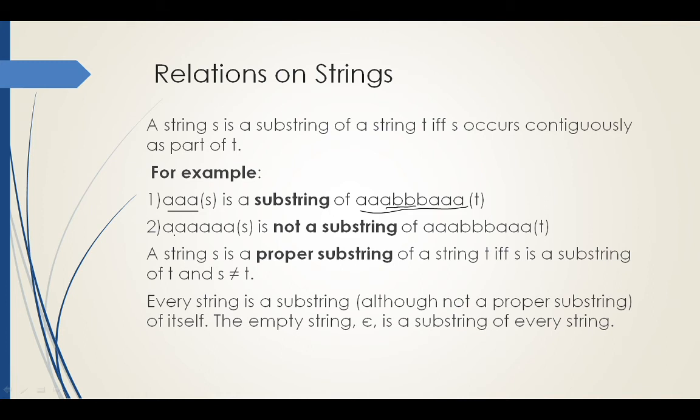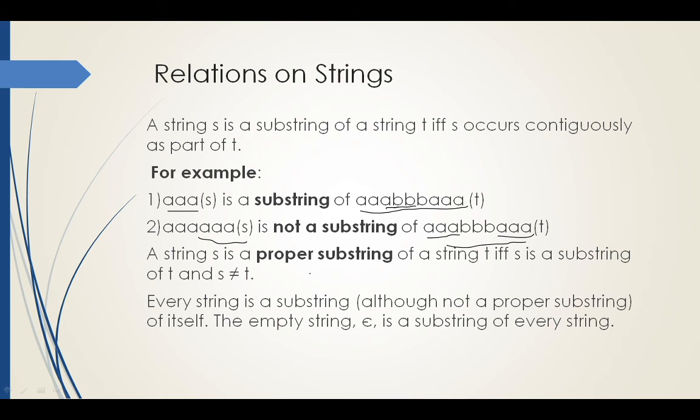Next, A, so 6 A's are there. It is not a substring of this because the substring should occur continuously in a given string. Here A is there, then A is there. So these A's are not occurring continuously in the string. So this is not a substring.